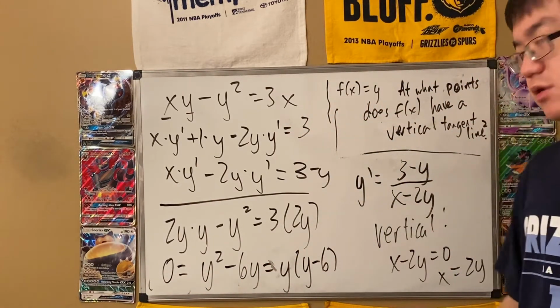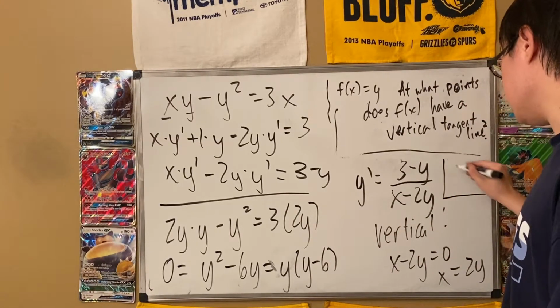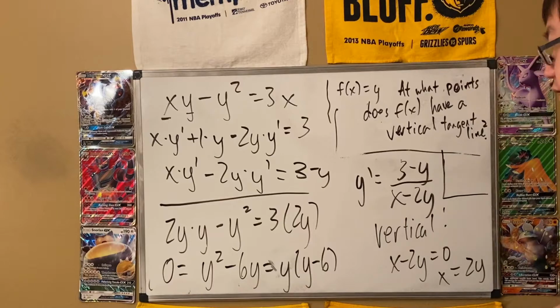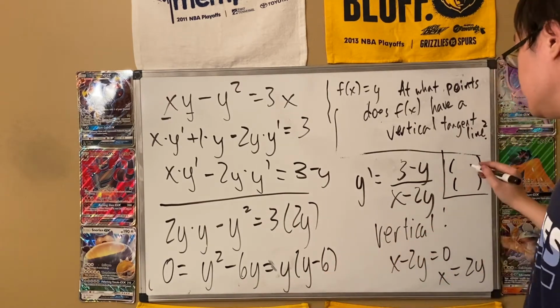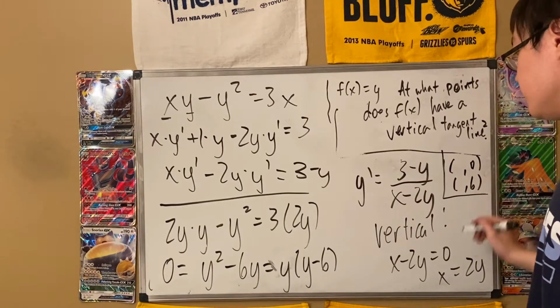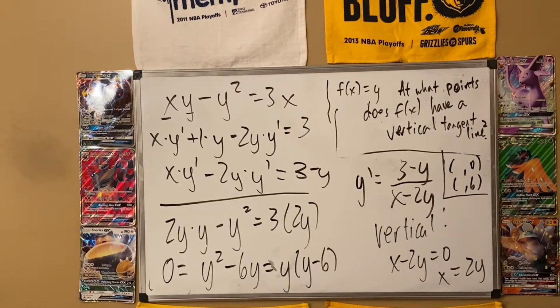So it looks like I have two solutions here. It looks like we can put the solutions in this little box. Not my most organized work, but hopefully you can forgive me. So it looks like my y coordinate is both 0 and 6. Then how do you find my x coordinate? Well, we have this lovely formula right here. x is equal to 2y.